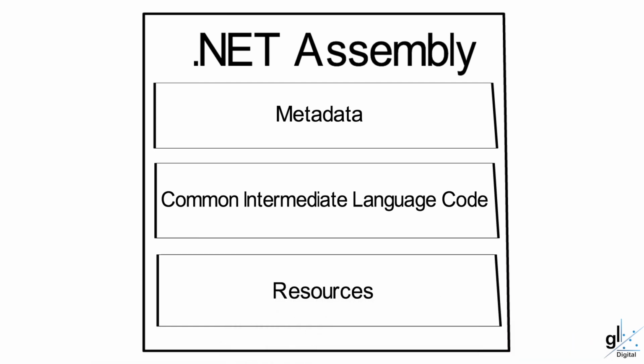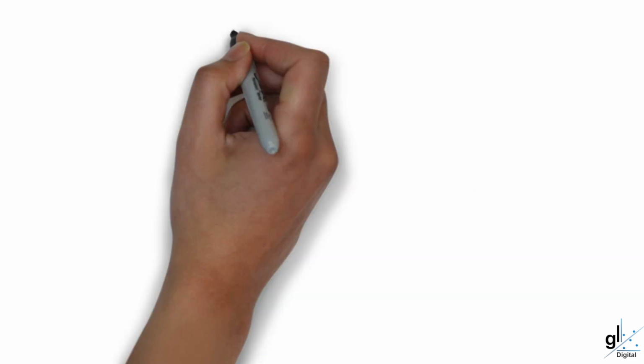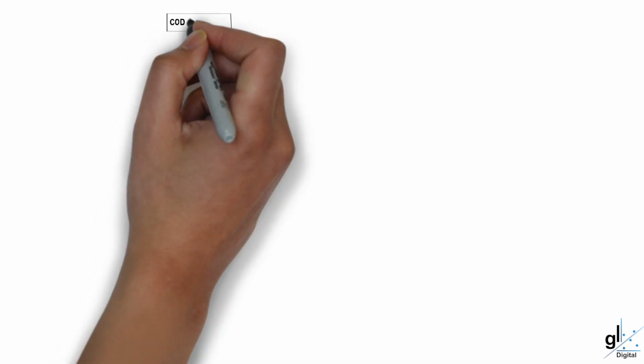Resources. Additional resources can be compiled into an assembly. For example, if you wanted to store a JPEG image in an assembly, you are able to include this file as a resource. I also want to give a broad overview of how your .NET code is processed. We have our C# code, or we have our VB.NET code, or another .NET language, could be C++ or F#, for example.